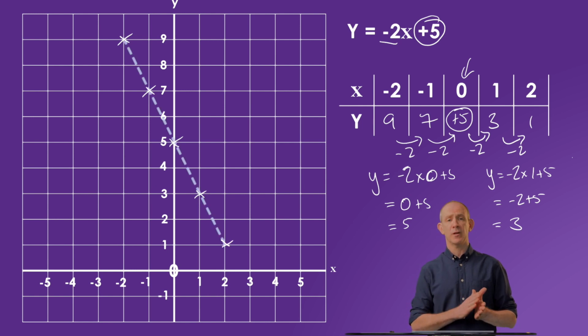So as we read this graph from left to right, you can see that it slopes down because the gradient is negative.